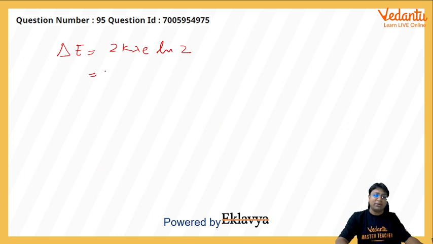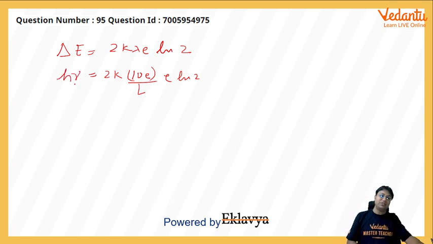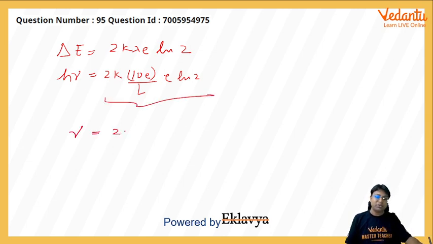And lambda will be how much? It will be 10 times of electron divided by L. So this much energy will be released. Now, if this energy gets converted into a photon, then the frequency of that photon can be written as nu. And to get the value of nu, we will equate this entire quantity with h nu. So the value of nu will be 2 into k.